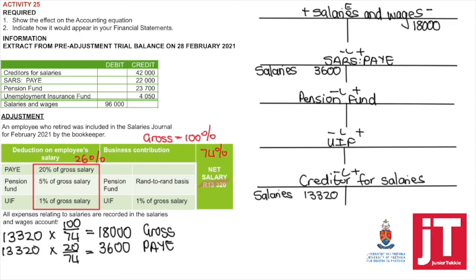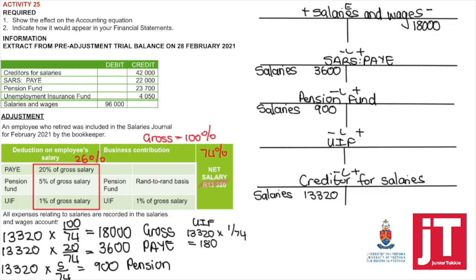My pay as you earn, if I want to calculate my pay as you earn, you've got now two options. We're going to look at another option later on. If I want to calculate the 20%, the pay as you earn, we say 20 divided by 74. So my pay as you earn amounts to 3,600. SARS pay as you earn must be debited. Pension fund equals 5% of the gross salary. So now I simply take 5 divided by 74. 900 must be deducted. So my pension fund is going to be debited. UIF is 1% of the gross. So if I want to calculate the 1%, we can take 1 divided by 74. And that equals 180 Rand. So the UIF will be debited.